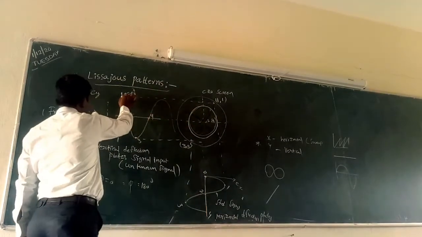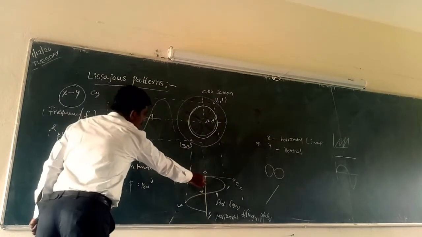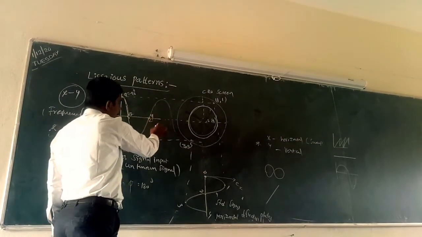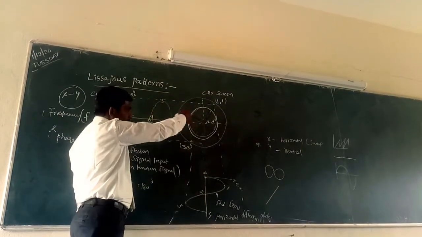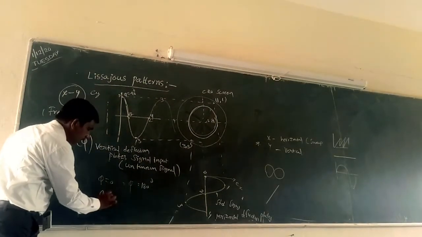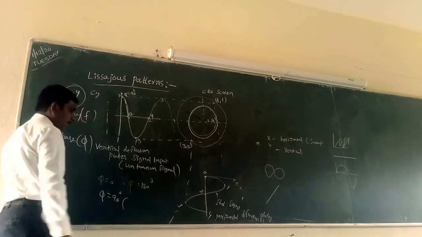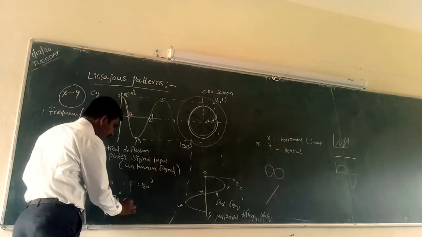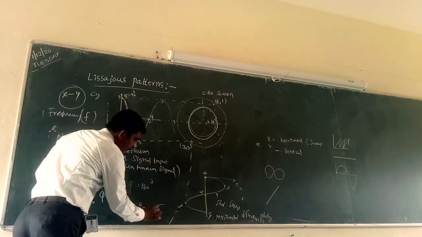Similarly, this is the 1 point, assume that it is the 0 point, it is 0, it is 1, it is 2, it is 3, it is 4. Again, if you join these points, you will get a circle. At phi equal to 90 degrees. Phi equal to 90 plus 180, how much? 270. At phi equal to 270 degrees, you will get an ellipse.